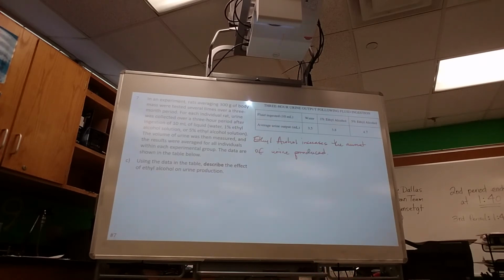When you guys were doing this on the test, a lot of you guys put things like, oh, ethyl alcohol changes the content of the urine. But where up there do you see any measurement of what is in the urine?